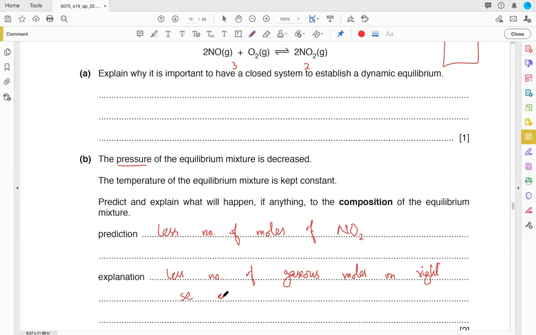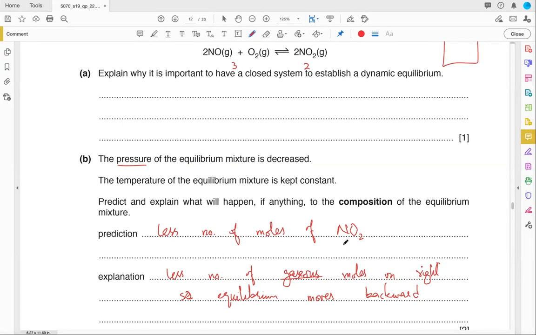So equilibrium moves backwards. Why exactly does that happen, or what's happening at the particle level? The explanation isn't really required at this stage. So we just go with that. Gaseous moles is really important. If you just mention moles, you won't get any marks.